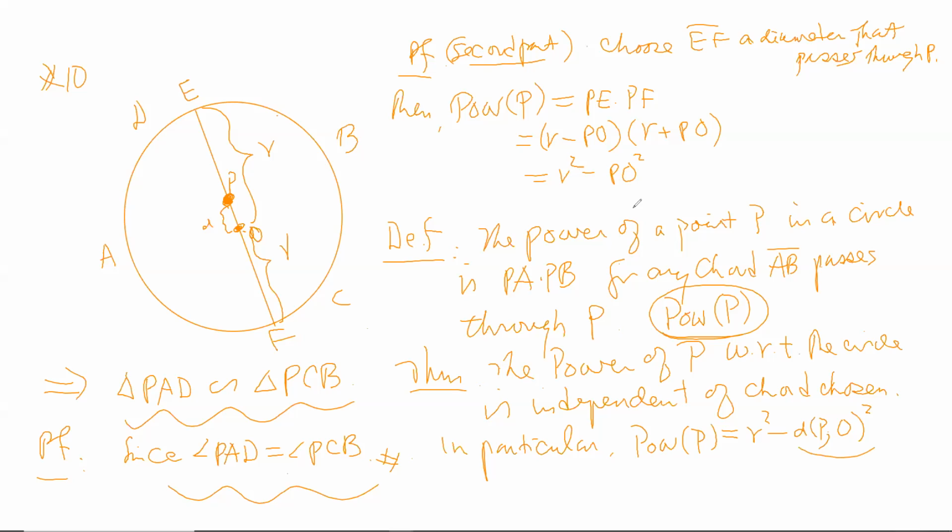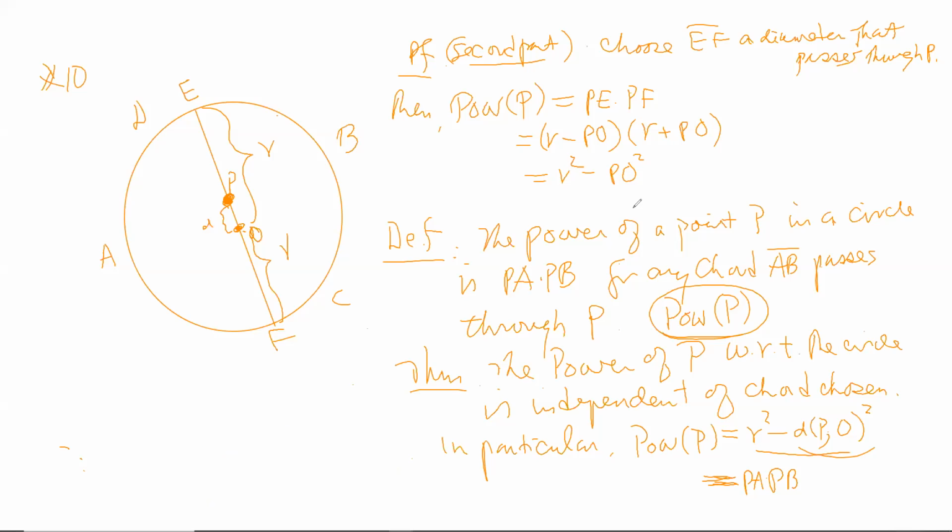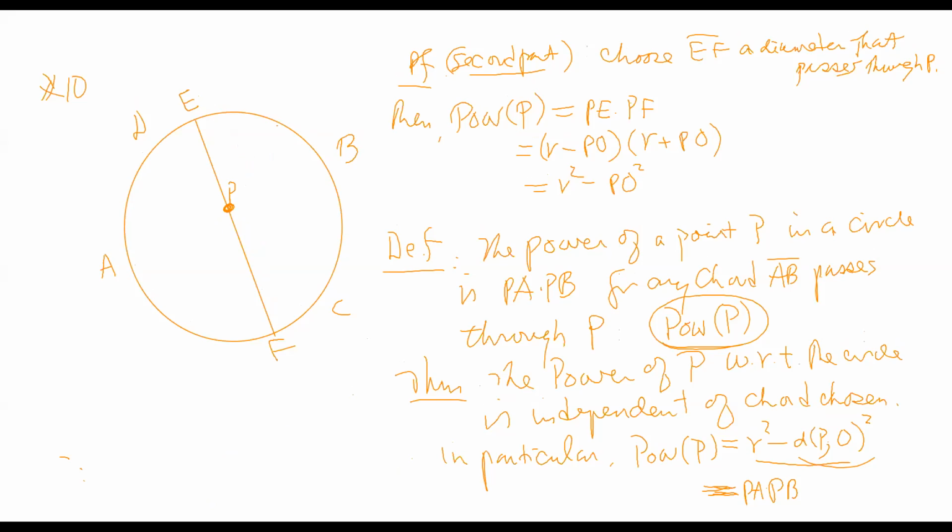Yeah. So in words, the power of the point is equal to PA times PB. And if you choose a chord, it's also equal to this one, right? So this is a very, very cute theorem. For example, you could have an example like this, right? Without this theorem, to solve this problem could be hard.